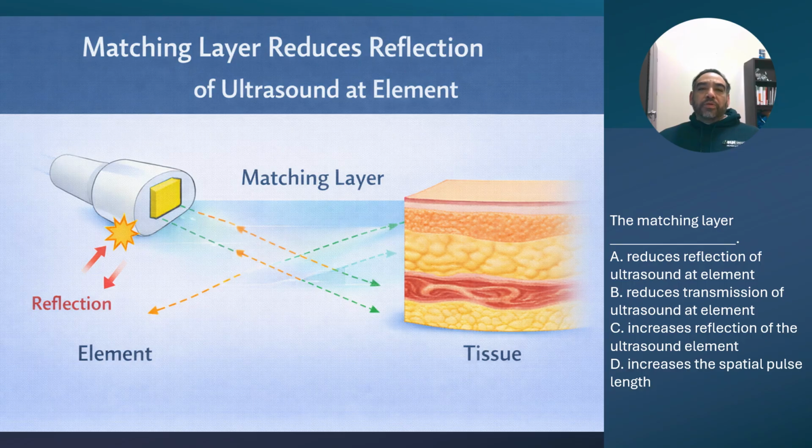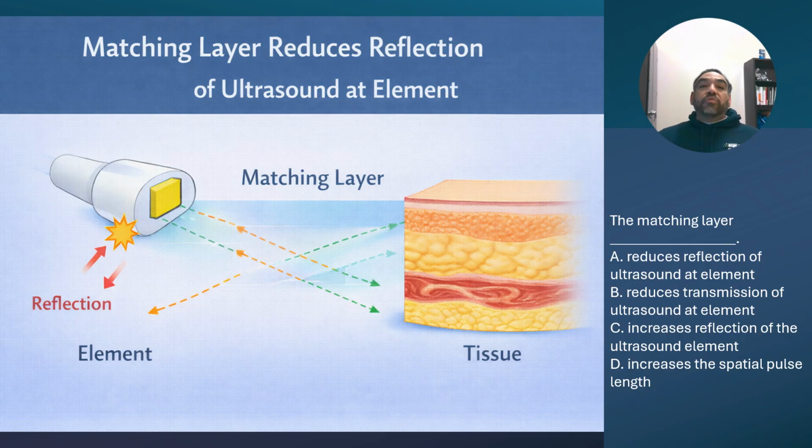It has an impedance in between the crystal and the tissue. So think of it like the middleman that smooths the transition. By placing this material with intermediate impedance between the two, we reduce reflection, we increase transmission into the patient, and we improve image brightness and efficiency. So yes, it reduces reflection at the element.